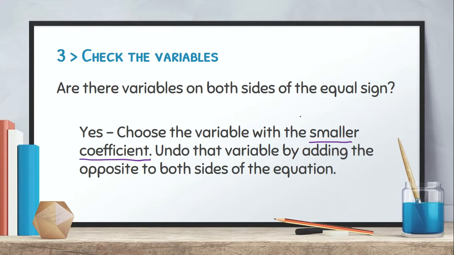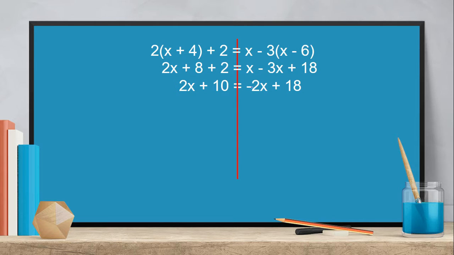So we're going to undo it by adding the opposite. So let's look. Are there variables on both sides? Yes.